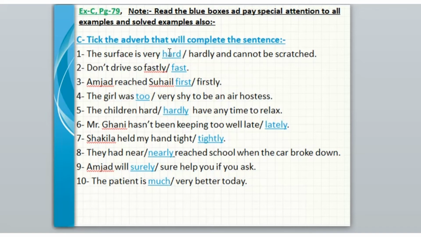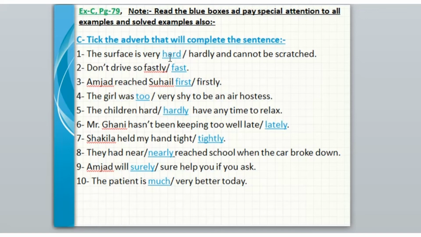If it is asking you to underline, you have to underline. If it is asking you to circle it, then circle it. And if it is a tick, then make a tick. Now let's read number 1. The surface is very, options are hard, hardly, and cannot be scratched. Here, hardly won't come. Hardly means barely, very less, which is wrong. It can't be used in a sentence like this. So surface is hard means the surface is very solid, metal, rigid. So we will put a tick on top of hard, so it cannot be damaged or scratched. Clear? You will put a tick on top of hard.